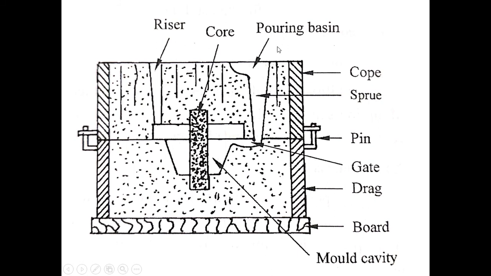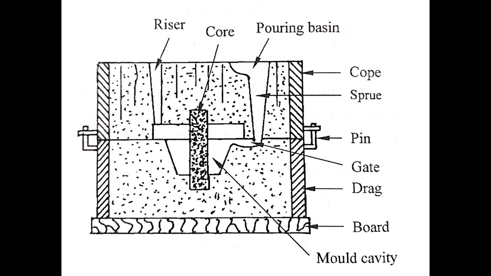The pouring basin is cut or made at the top of the mold. The function of the pouring basin is to help maintain the required rate of flow of molten metal to the mold cavity. When you pour the molten metal, it comes into contact here and allows the molten metal to pass through it. It also prevents the slag from entering the mold cavity.